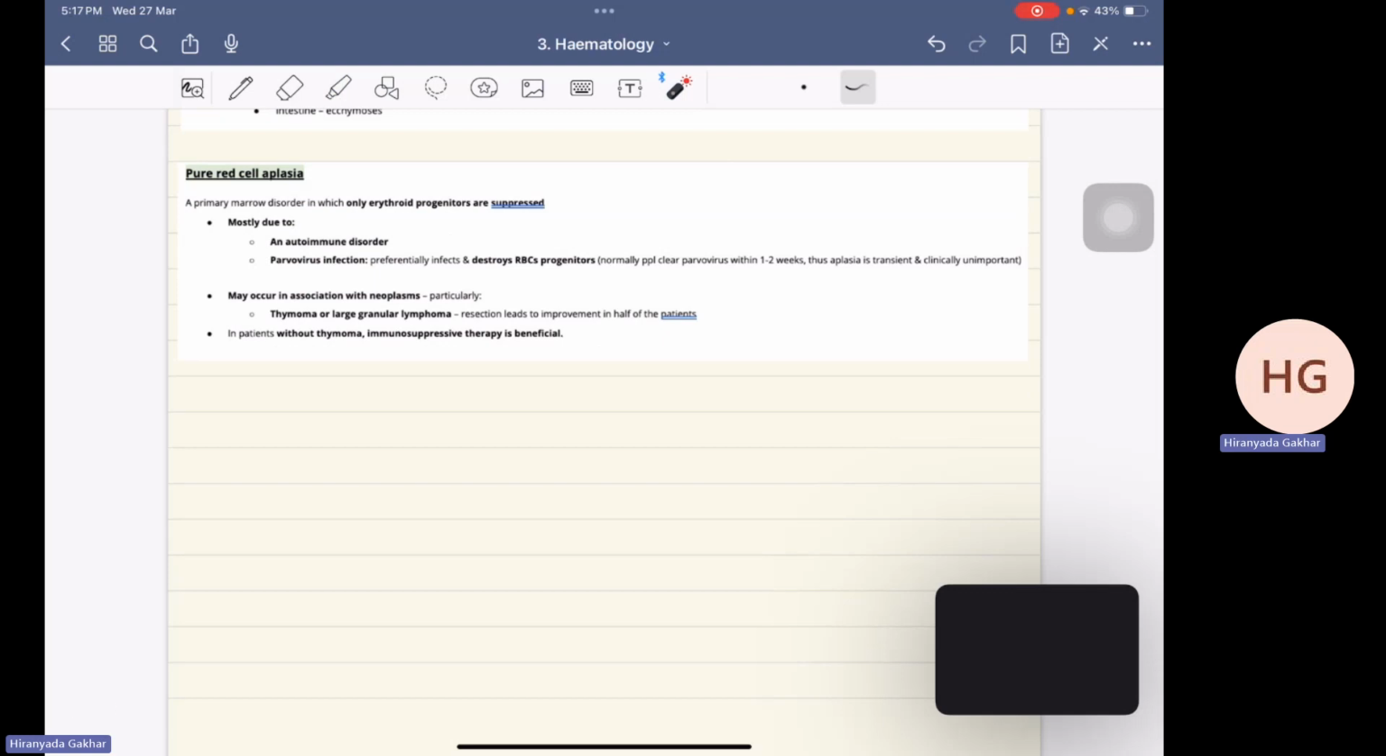This also can occur in association with certain neoplasms, particularly a thymoma, which is a tumor of the thymus, or a large granular lymphoma. So resection is needed in order to improve the life of the patient in such a case. Patients without a thymoma can undergo immunosuppressive therapy, which is beneficial for their treatment.